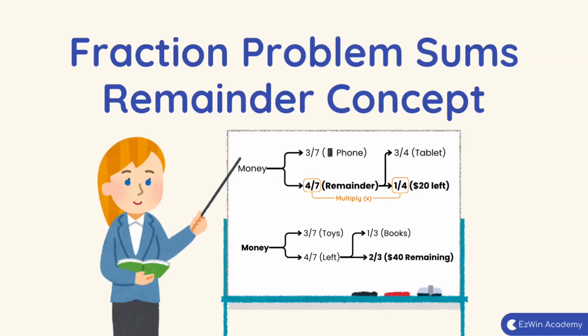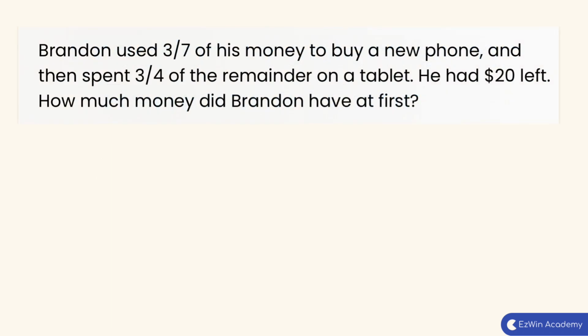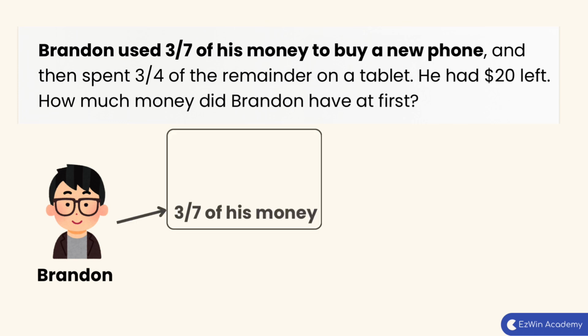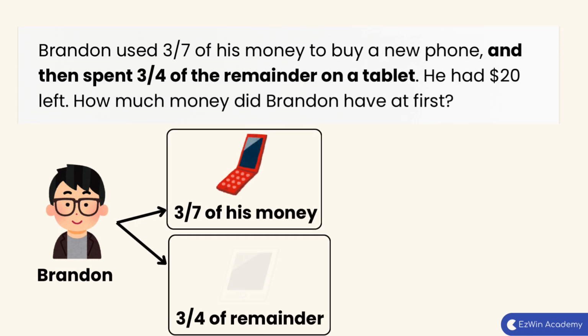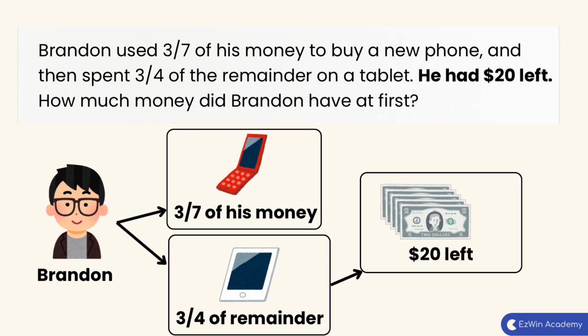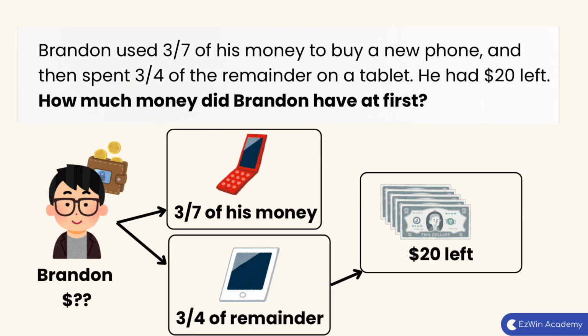In this video, we're going to go through how to solve a fraction problem sum using the branching concept. Here is an example of a remainder concept problem sum question. Brandon used 3/7 of his money to buy a new phone and then spent 3/4 of the remainder on a tablet. He had $20 left.